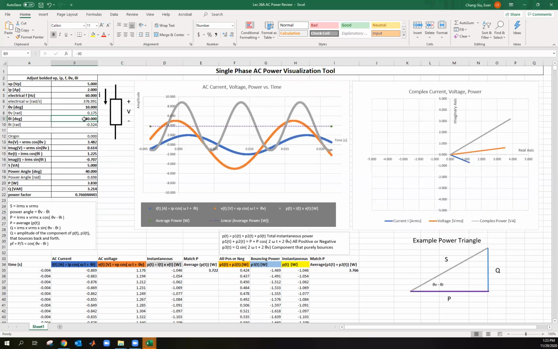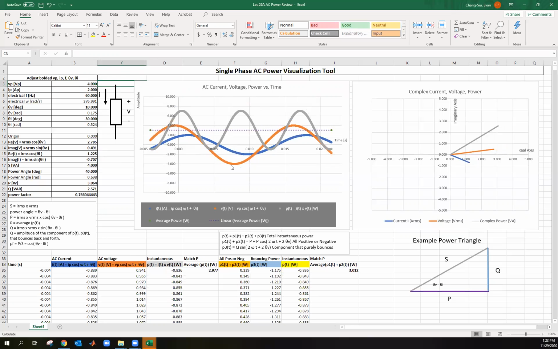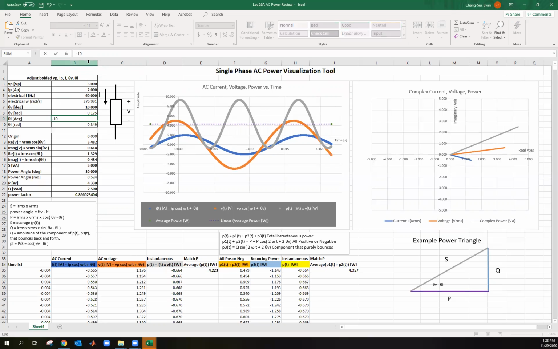And I can now go in here and adjust the voltage and current. So watch this, I can make this maybe 4 volts. And you can see, look at this, the voltage, the orange line drops. So let's put that back up at 5. I can go in here and change the phase. So let's say we make the phase negative 20 degrees. So let's do that. Okay, let's go with negative 10 degrees and see what happens.